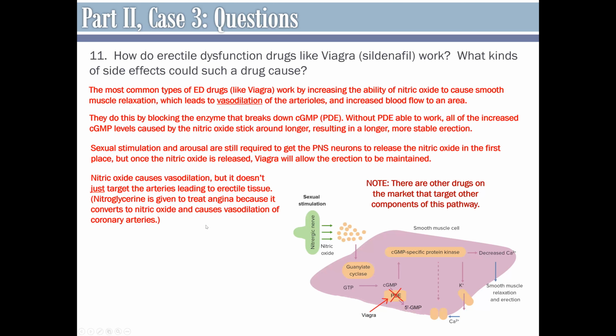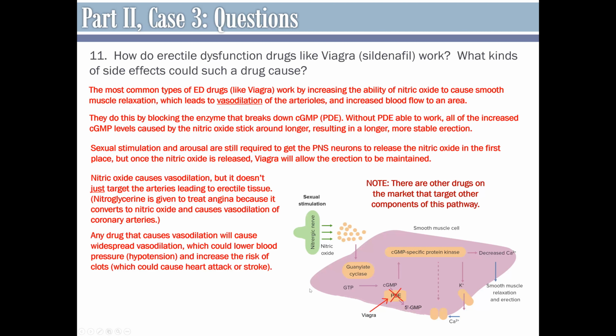So nitric oxide, this is going to answer the second part of the question about side effects. Nitric oxide causes vasodilation, but it doesn't just target the arteries leading to erectile tissue. Nitroglycerin, for example, is given to treat angina because it converts to nitric oxide and causes vasodilation of coronary arteries. But again, it's not targeting those coronary arteries. So the bottom line is that nitric oxide and nitroglycerin, they cause vasodilation in all of the arterioles.